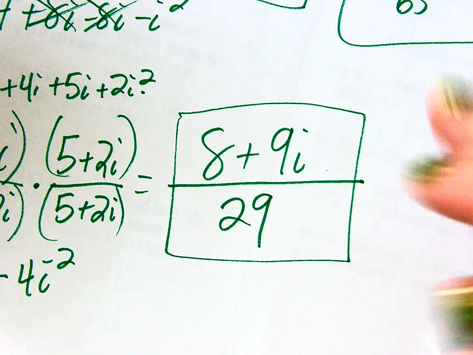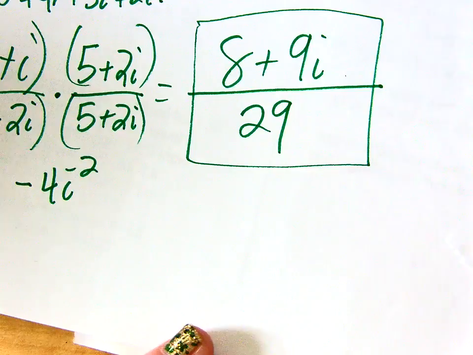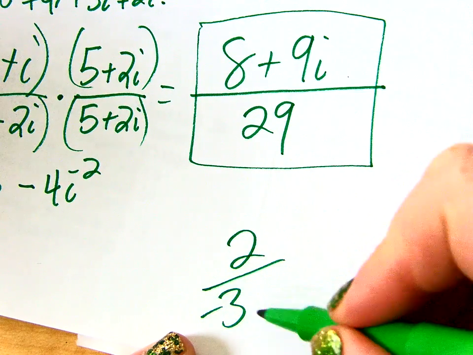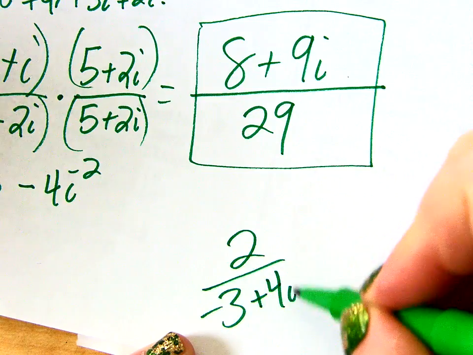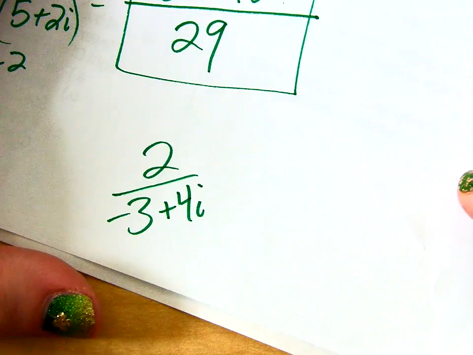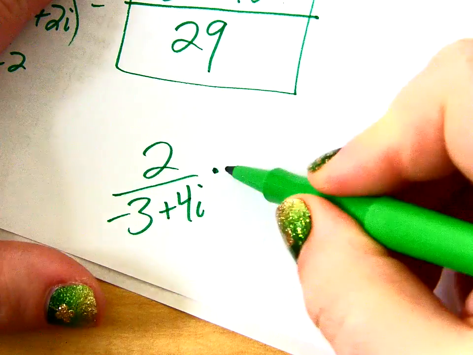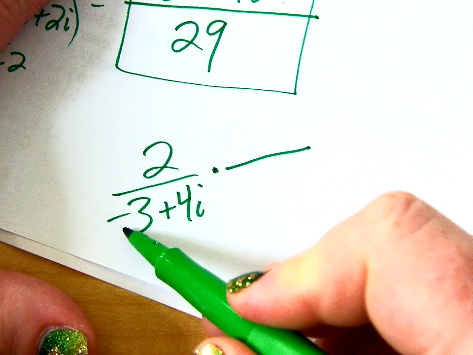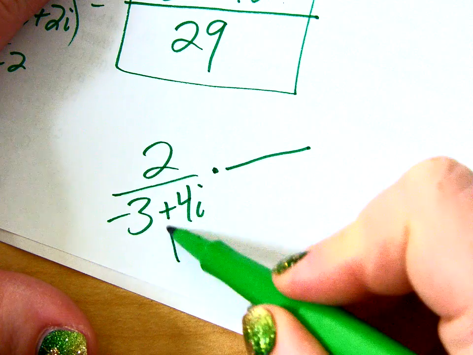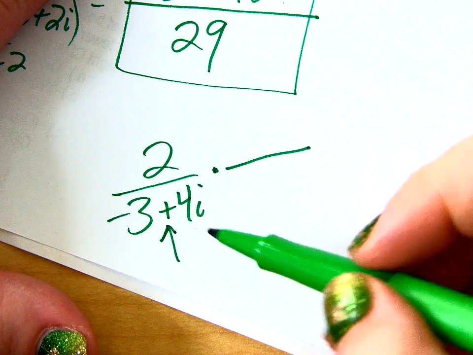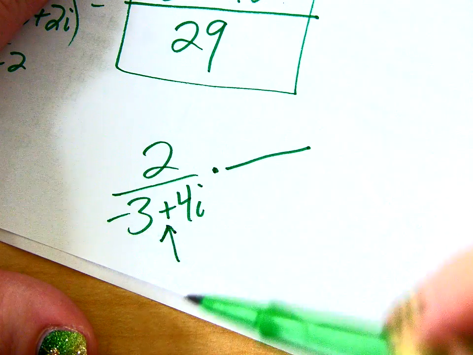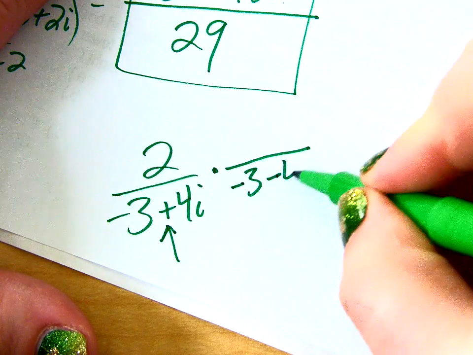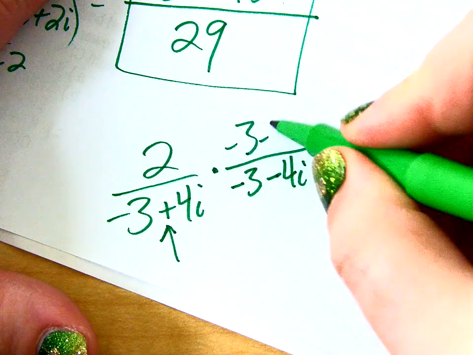The only thing that I want to show you that sometimes throws kids for a loop, say you had like 2 over negative 3 plus 4i. What's your conjugate here? What would you multiply by? Yes, that sign, the first one, doesn't change. It's only the sign in the middle that changes. So you don't change that to a positive. Only change the middle sign for your conjugate. So it would still be negative 3 minus 4i, top and bottom.